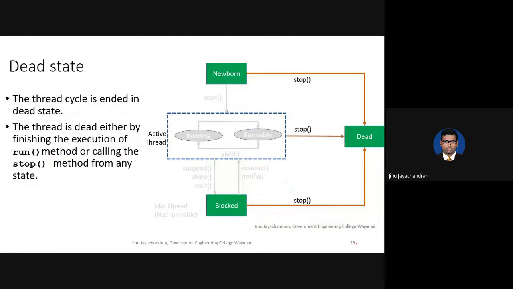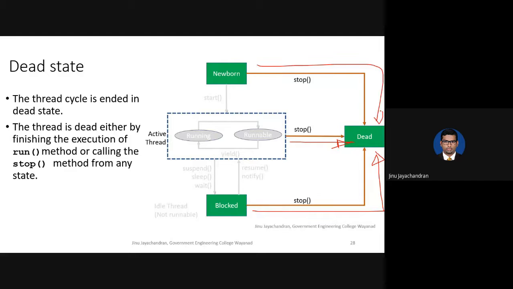This is the block state. The last is called the dead state. So dead state is where the thread has been terminated. It can come either directly from the running state to dead, block state to dead, or newborn state to dead.